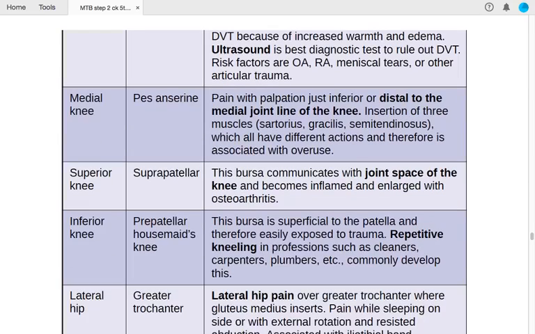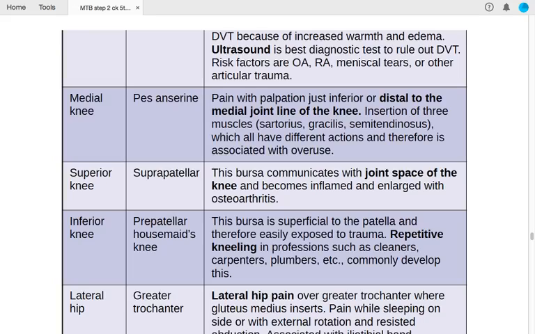Now we're coming towards medial knee. Medial knee is also known as pes anserine. That's pain with palpation just inferior and distal to the medial joint line of the knee. Insertion of three muscles is there: sartorius, gracilis, and semitendinosus, which all have different actions and therefore it is associated with overuse. So this is all because of the overuse of sartorius, gracilis, semitendinosus. They can all lead to medial knee pain.